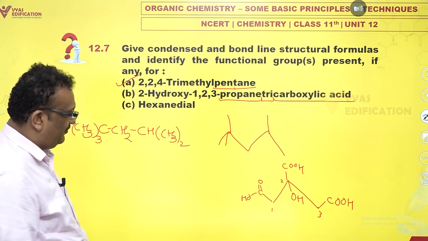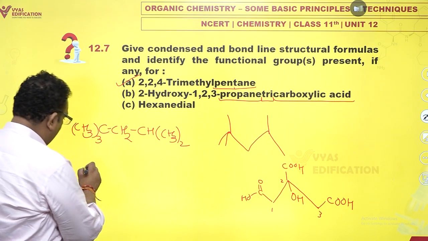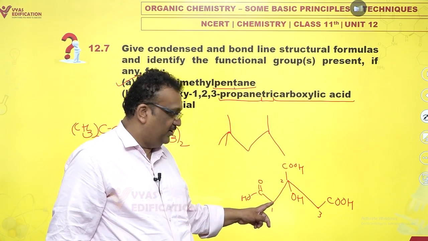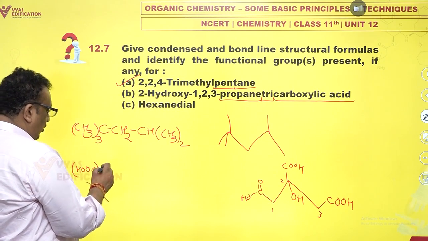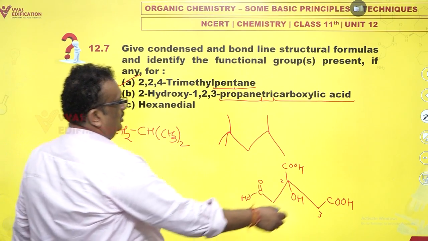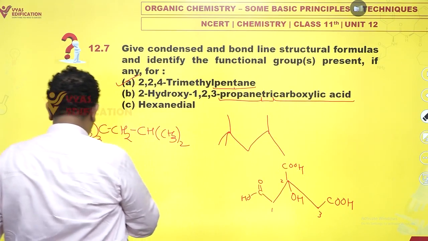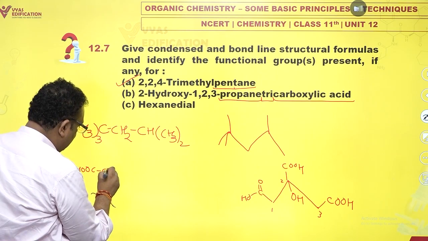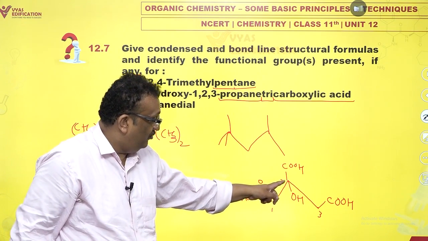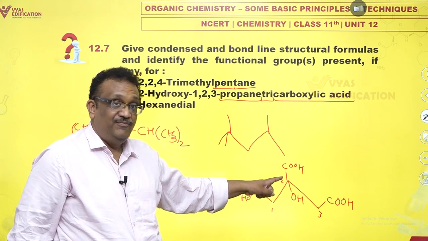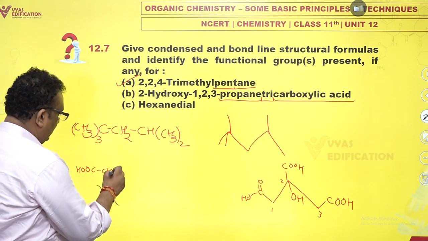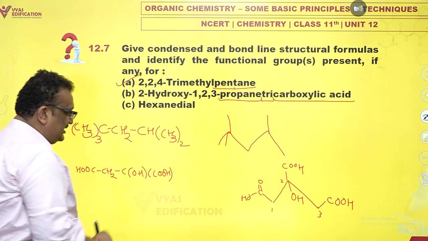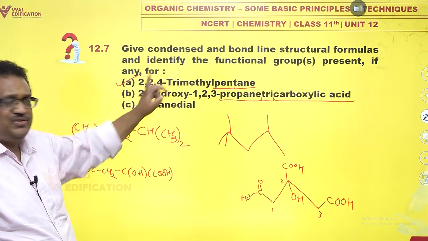We'll start with condensed. We have a COOH group, and this is attached to 1. 1 is how much? CH2. So COOH being attached to CH2. Then we have CH2, and then we have only one carbon C which is attached to OH and COOH. Side chains are written in brackets. Simply that is condensed formula.